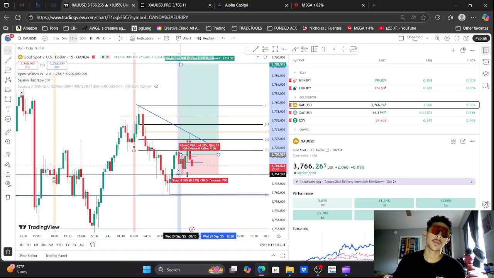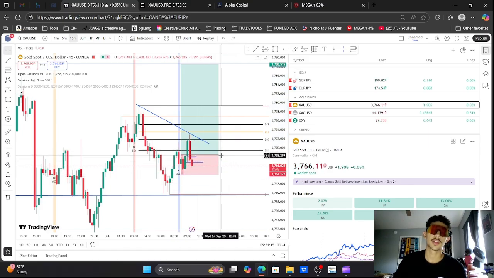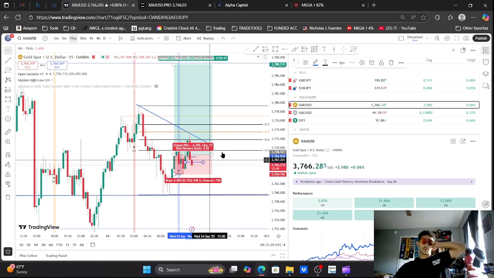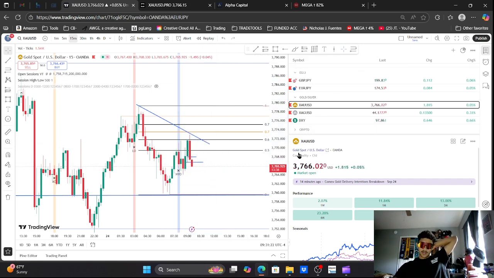Stop loss below this. Price about to come down and stop them out. A lot of people went long right there, and now they're getting stopped out.